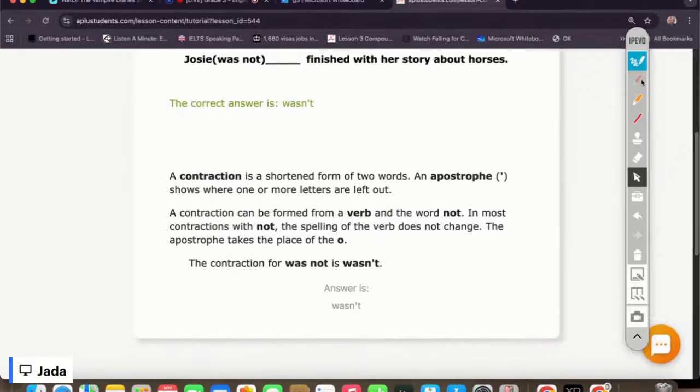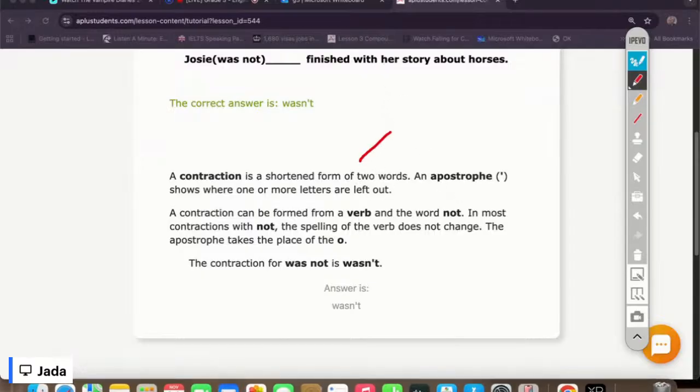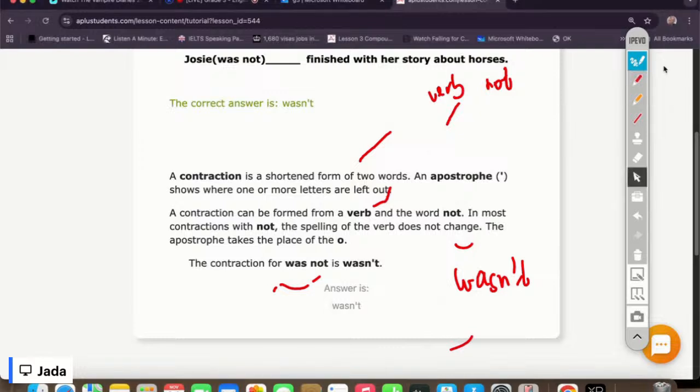So we already know that a contraction is a shortened form of two words. An apostrophe shows where one or more letters are left out. Now, a contraction can be formed from a verb and the word not. In most contractions with not, the spelling of the verb does not change. The apostrophe takes the place of the O, just like was not, and we have wasn't. You can see that it takes the place of the O in the not. Okay, all right.